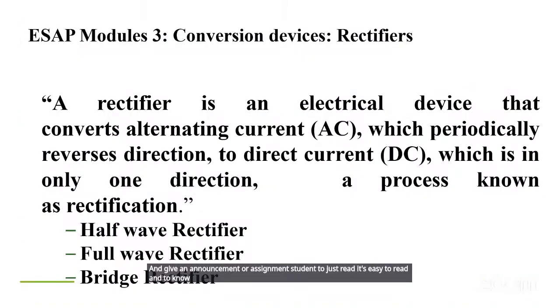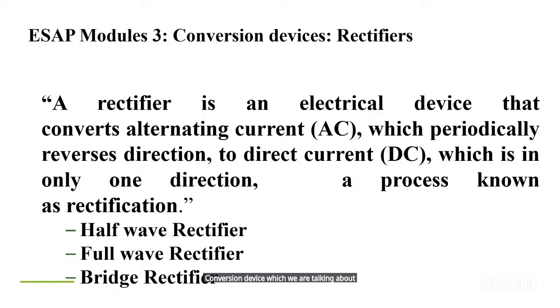The conversion devices we are talking about are mainly transforming waves. As we were saying, this conversion device, which we call a rectifier, is an electrical device that converts alternating current, which periodically reverses direction, to direct current, which is going in one direction.